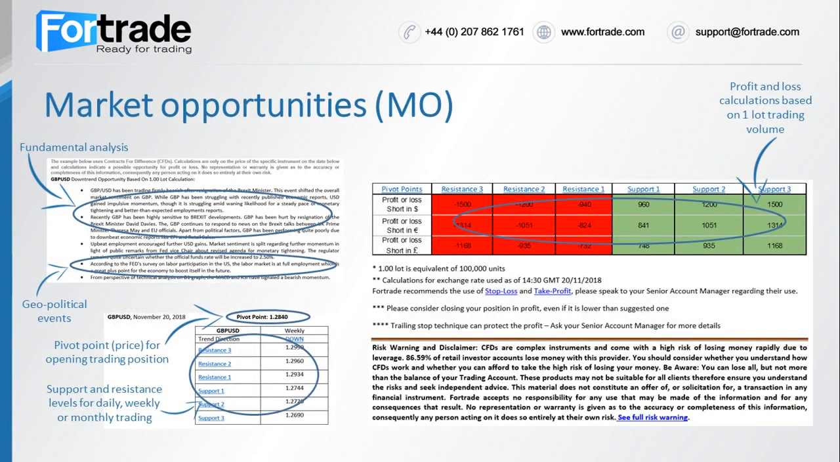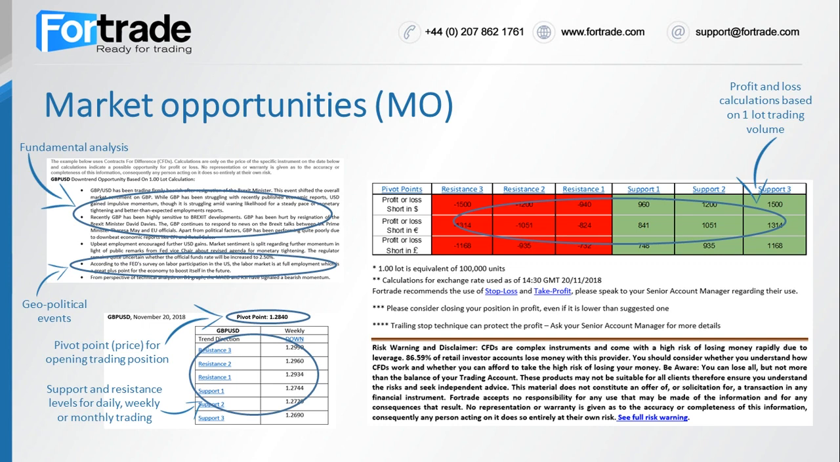So here is an example of a market opportunity. You can see fundamental analysis on what's going on with the pound-dollar currency pair. Below you can see some geopolitical events that can influence the currency pair, such as the resignation of the UK Brexit minister or positive employment figures in the US.